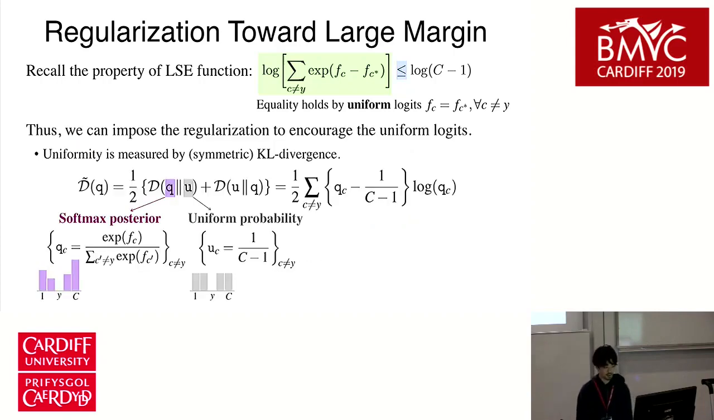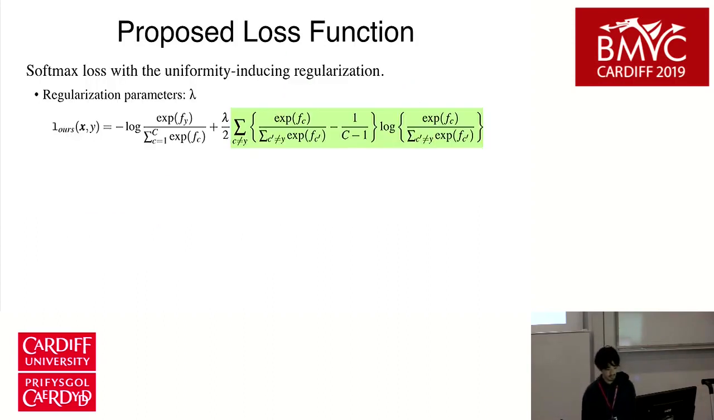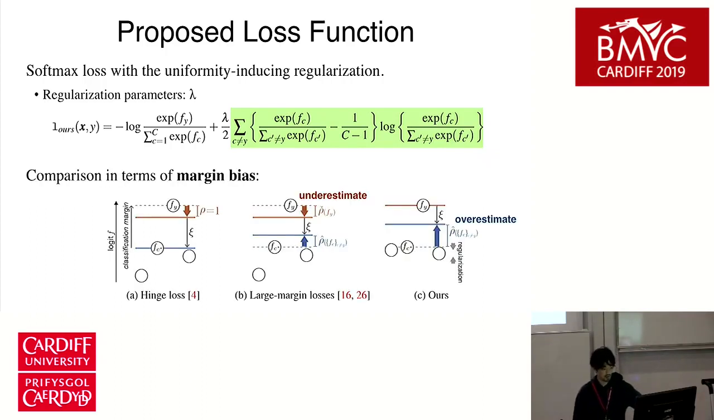So we propose a regularization method to encourage the uniformity of the logits. In this case, the uniformity is measured by employing the symmetrical divergence between the softmax posterior of the non-target logits and the uniform probabilities. By minimizing this divergence, we can get close to uniform non-target logits. So this is the final loss function of the proposed method, which contains the softmax loss as well as the regularization term with the regularization parameter lambda. It is also compared to the previous methods in terms of the margin bias.